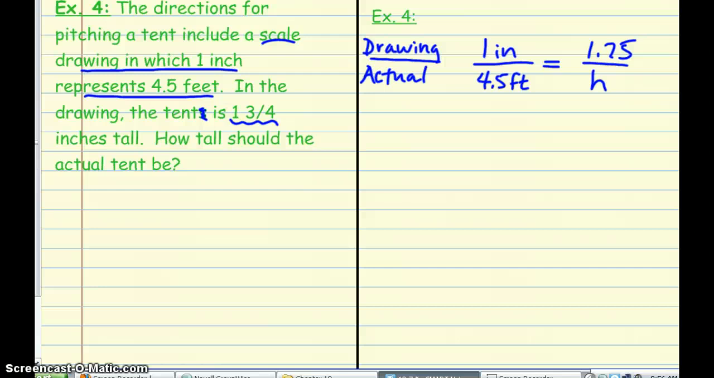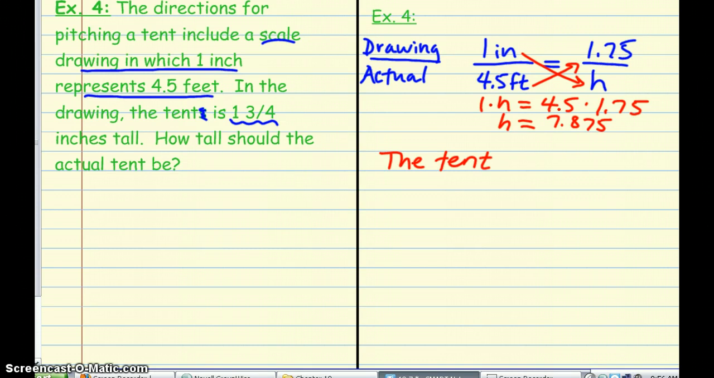From here we're going to solve it. Just like the problem before, I'm going to do cross products. So I have 1 times H equals 4.5 times 1.75, and 1 times H is just H. And 4.5 times 1.75 is 7.875. So what did we just figure out? We figured out that the tent should be 7.875 feet tall when it's completely assembled.